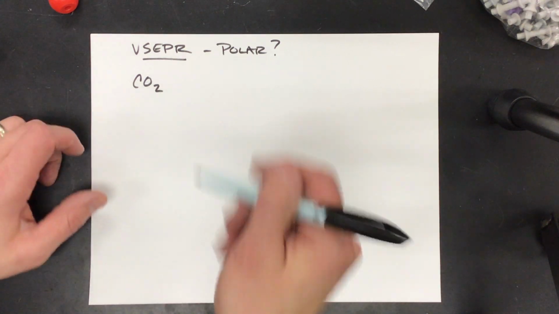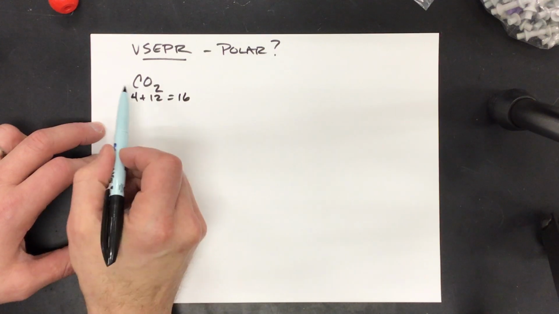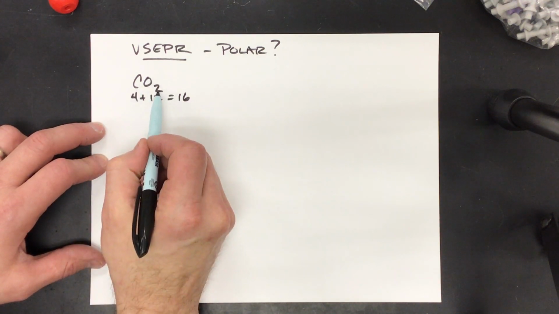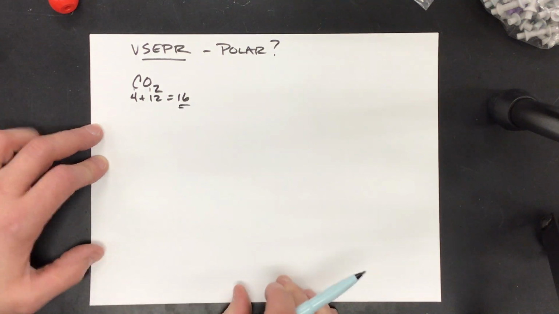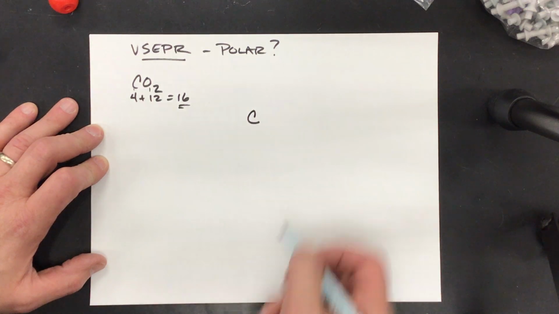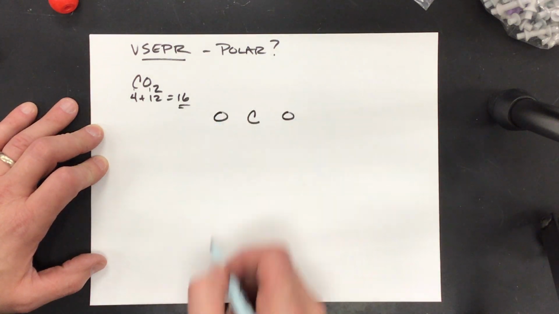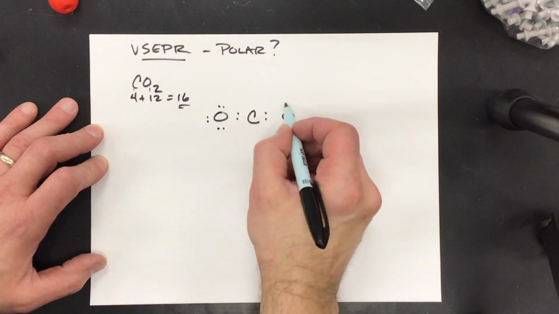Well, CO2 has 4 plus 12, 16 electrons to work with. Don't forget it's the group number and then the number of atoms. So 1 of 4 and 2 of 6 is 12, 16 total. So then if we decide which one goes in the middle, you would guess it'd be carbon, you'd be right. We'd have our oxygens left and right. We put in the bond pairs. Then we complete the octets of the surrounding atoms.